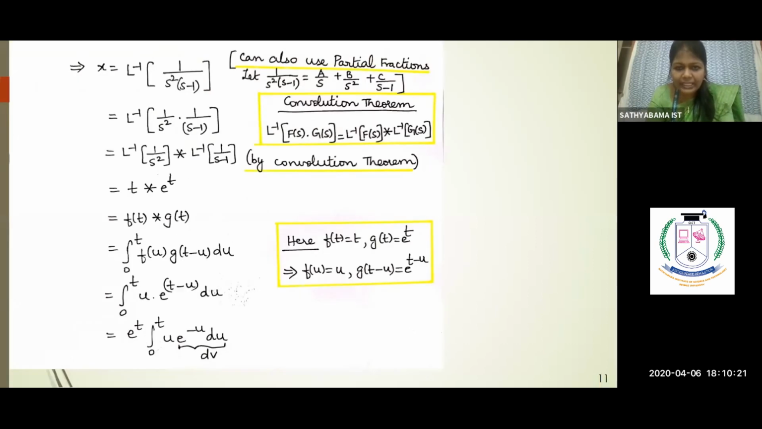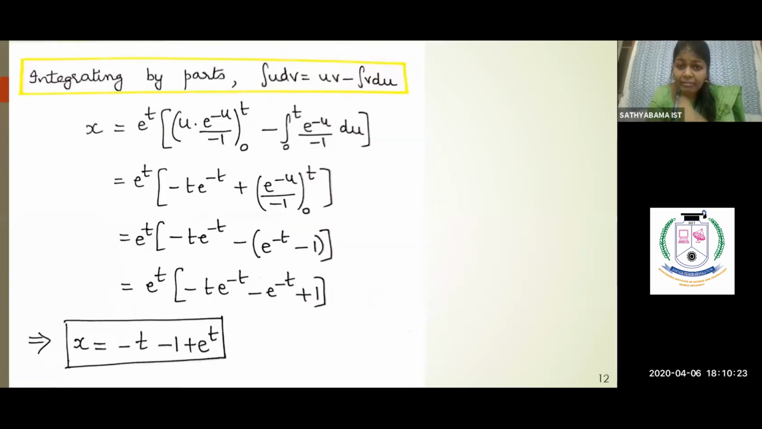integral 0 to t, minus integral, what's the formula? v du. What is v? Just now we wrote v. What is v? e power minus u by minus 1, into du. du is du only because u is u, du is du. Have you understood? I hope all of you understood the step. This is simple integration by parts that I've used. Okay? All right. Now let's substitute.